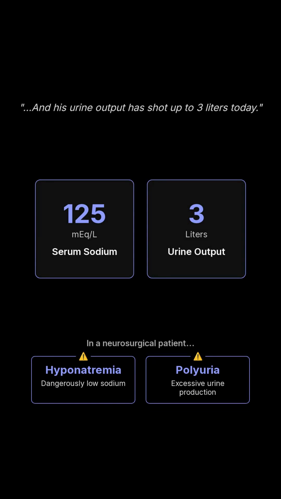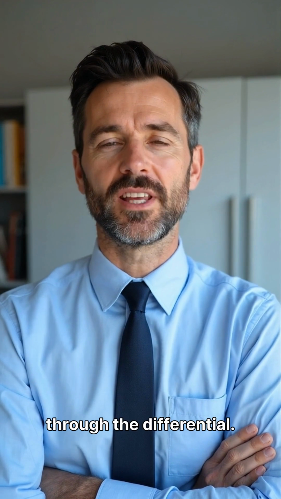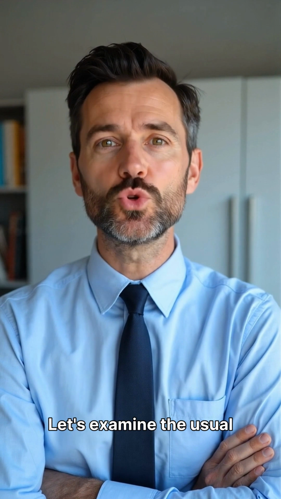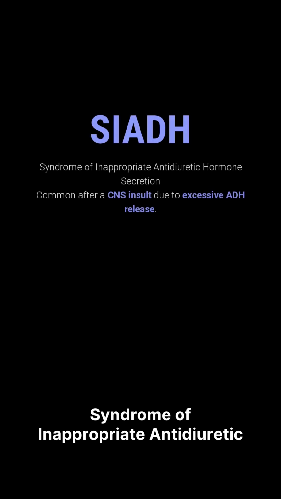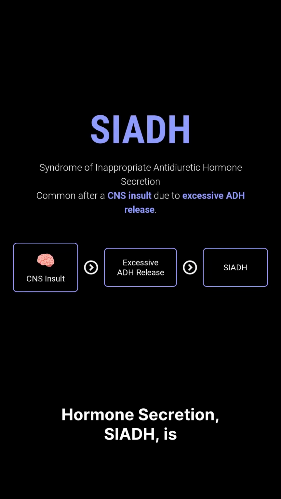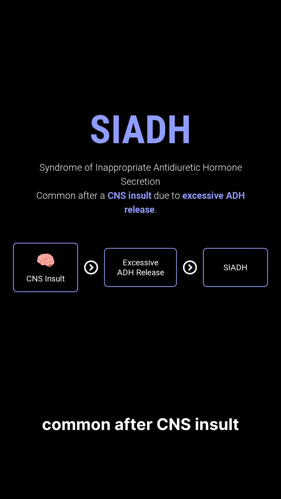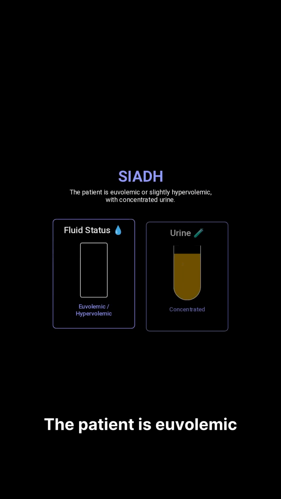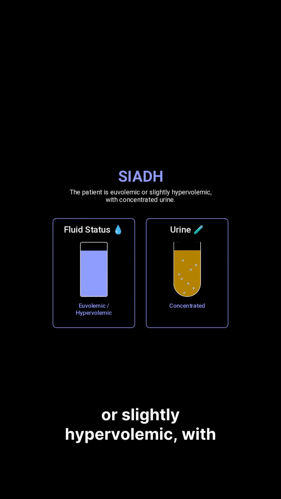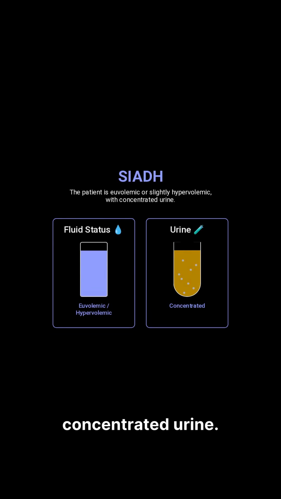Your eyes narrow. Hyponatremia and polyuria in a neurosurgical patient. You start mentally scrolling through the differential. Let's examine the usual suspects. Syndrome of inappropriate antidiuretic hormone secretion, SIADH, is common after CNS insult due to excessive ADH release. The patient is euvolemic or slightly hypervolemic with concentrated urine.